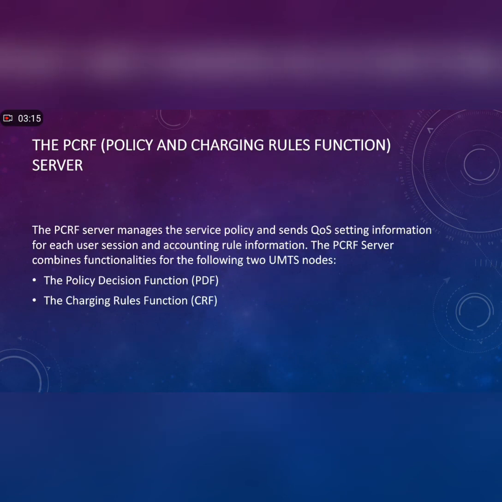The last one is the PCRF, Policy and Charging Rules Function server. The PCRF manages the service policy and sends quality of service setting information for each user session and accounting rule information. The PCRF server combines functionalities from the following two UMTS nodes. The first one is the policy decision function, PDF, and the second one, the charging rules function, CRF. The PDF is the network entity where the policy decisions are made.